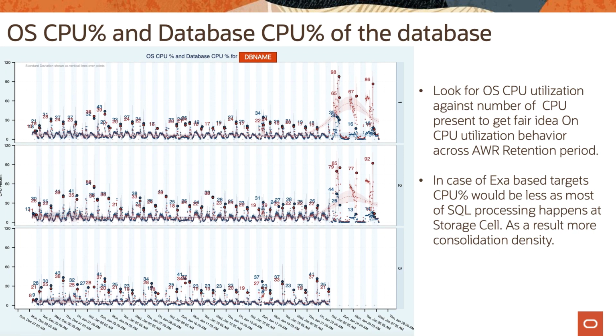The next chart explains the OS CPU as well as database CPU for the database. So you have to look at operating system CPU utilization against the number of CPUs present to get a fair idea of CPU utilization behavior across the AWR retention period. These are three database nodes, and you see database CPU as well as operating system CPU, and these are roughly in the range of 30s or 40s maximum for database CPUs, and in red color it is the operating system CPU. That is also shown here across all these databases.